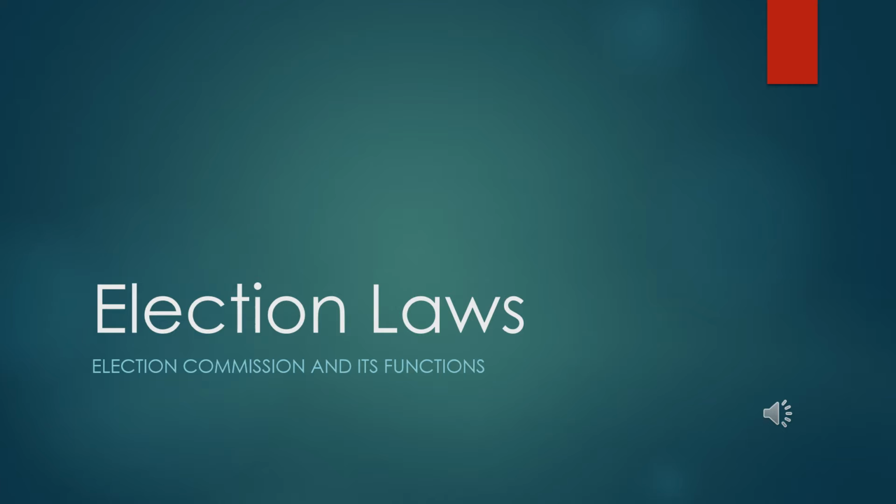Now, what is the structure? You can look into that. On the top there is the Chief Election Commissioner and the other Election Commissioners. That means here the hierarchy is not there. The Chief Election Commissioner and the other two Election Commissioners are on equal footing. That means there is no difference.